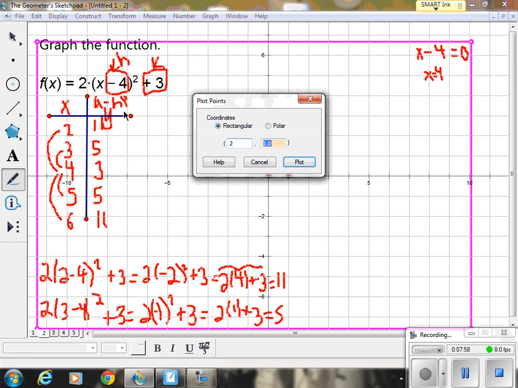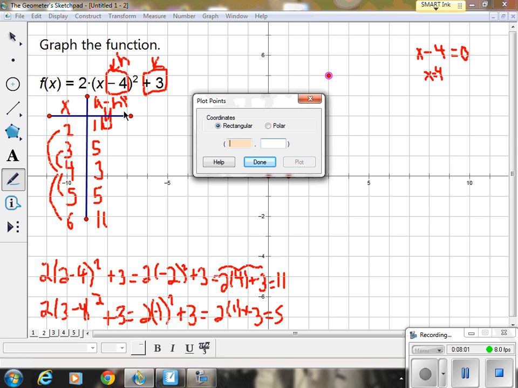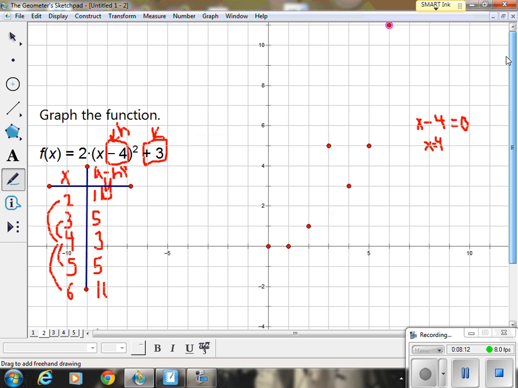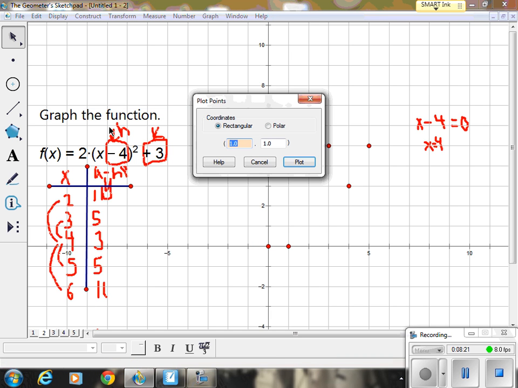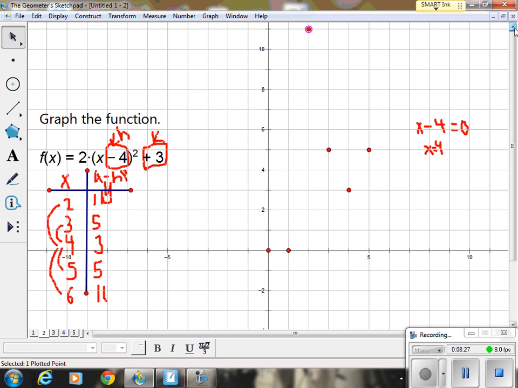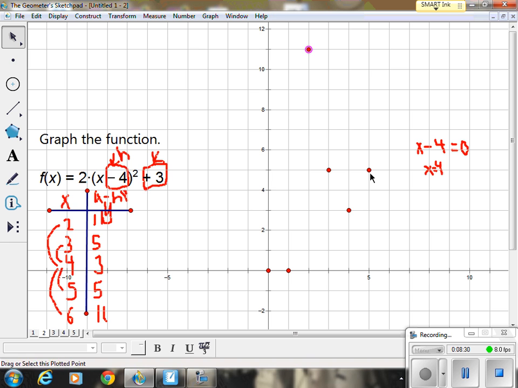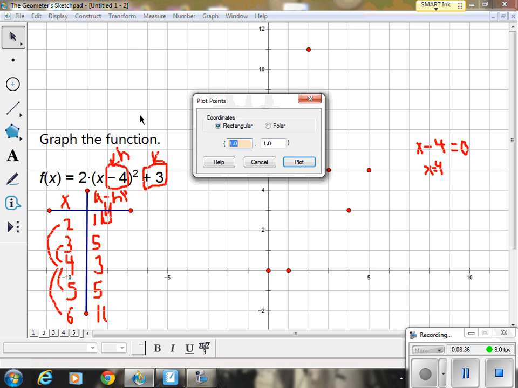I'm going to plot the points (2, 11), (3, 5), (4, 3), (5, 5), (6, 11). Now what should happen is I see a U shape. Oh, I plotted the wrong point right there, didn't I? Let's do that one again. That was supposed to be the point (2, 11). Sorry. But I could tell that my graph was incorrect because it didn't create a U shape. I don't think I plotted (6, 11) either, did I? Here we go again. Didn't press enter.